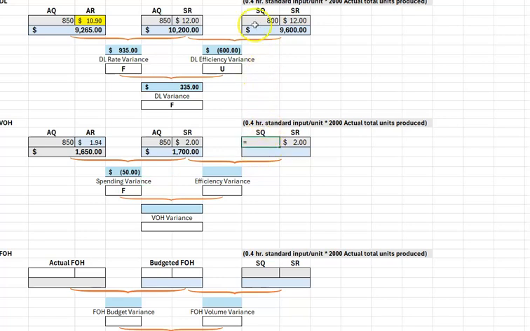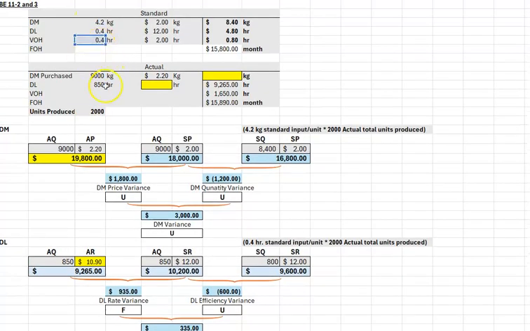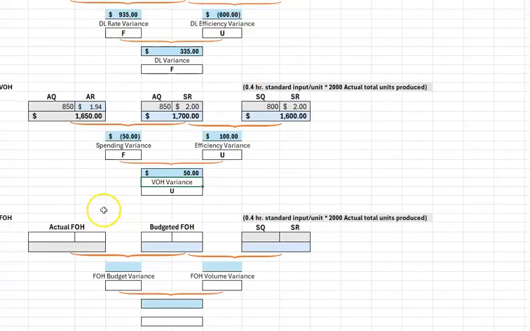Again, my standard quantity is going to be the 0.4 hours of variable overhead that I predicted we were going to spend per unit times the 2,000 we actually produced. And so that ends up giving me, similar to our direct labor, an unfavorable variance, and the amount is $100. So an unfavorable plus a favorable, my variable overhead variance is going to be $50, right? The 100 unfavorable plus the 50 favorable.